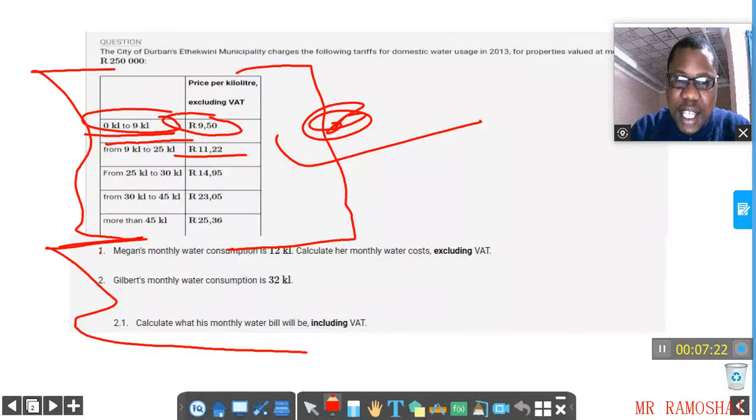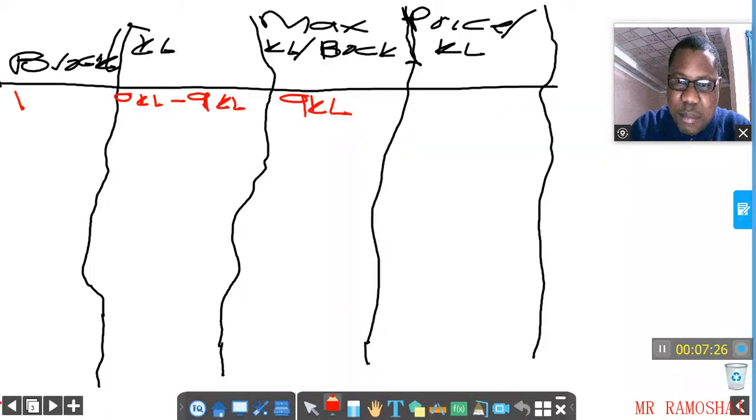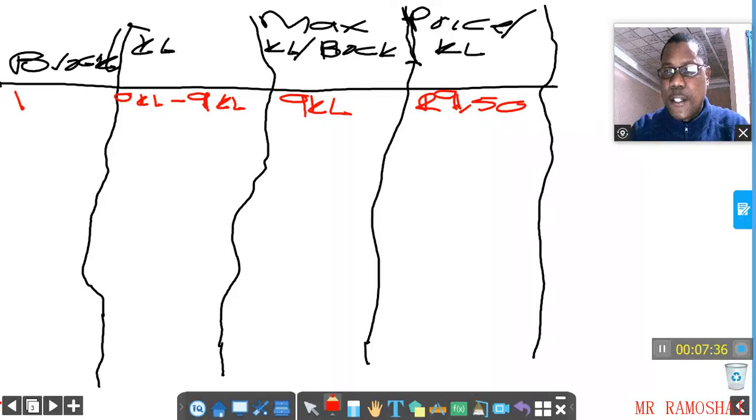So how much are you going to pay for block number 1? You go back to check. It says we're going to pay 9 rand 50 cent, right? So that means the price per kiloliter here is 9 rand 50 cent. And there we have it. Are we clear? Remember, what are we doing? We are analyzing the table, right?